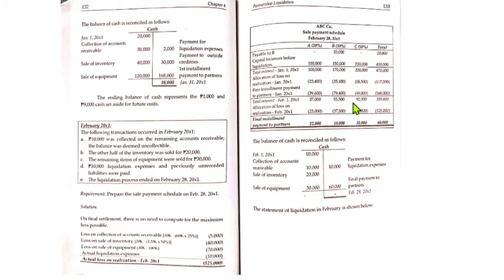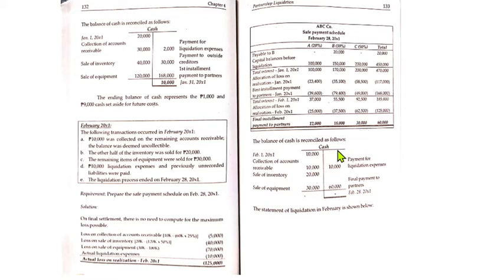Okay, so as of February 1, 20x1, the total interest in the partnership is 185,000. So we allocate the losses. 125,000 times the profit and loss ratio. So after allocating, the final installment to the partners will be 12,000, 18,000, 30,000 for A and B and C respectively. So yan po yung naipamigay, 60,000.